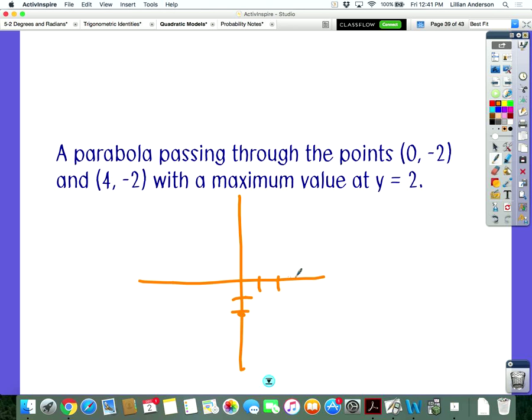And a point here. And a point here. Even though these aren't x-intercepts, a parabola is symmetric. So its vertex, since these points are basically on the same horizontal line, equally between them is your axis of symmetry, and you had a maximum value at y equals 2, so it should have been at (2, 2).